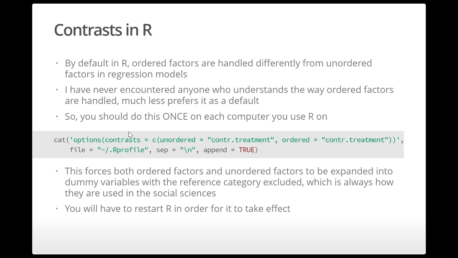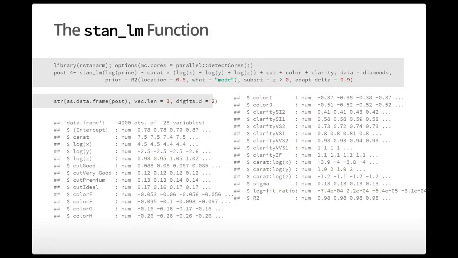So if you do this once on each computer you use R on, it will set them to use regular dummy variables for both ordered factors and unordered factors, in which case you shouldn't get confused by the output. You just have to do this once, and you may have to restart R in order for it to take effect. This .Rprofile file is a file that R reads when you start R, so you can change some of the settings and options. Anyway, you need to do that before you start estimating regression models.